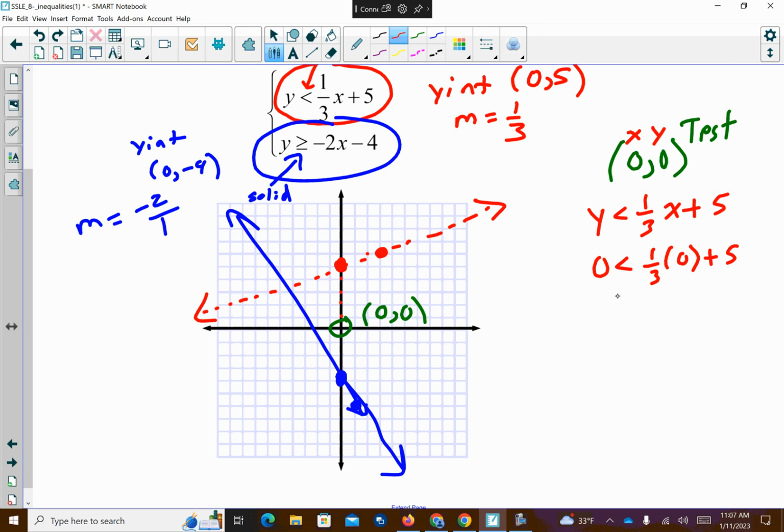I have to do a little bit of arithmetic. 1/3 times 0 is 0. Very good. Is 0 less than 5? Would you rather have $5 or $0? $5, always, right? So 0 is less. So this is a true statement. Do you agree with that?